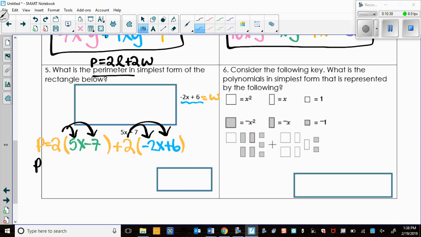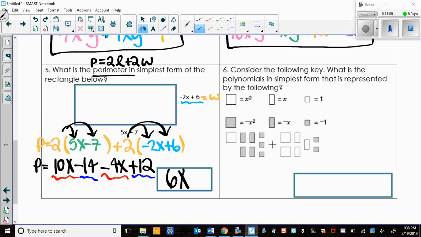So this will be P equals 10x minus 14 plus, oops, not plus, should be negative, or minus 4x, because 2 times negative 2x is negative 4x, plus 12. So again, we are just combining like terms. We have 10, negative 4, and negative 14, and 12. So if we were to combine those together, my perimeter is 6x minus 2. Okay?